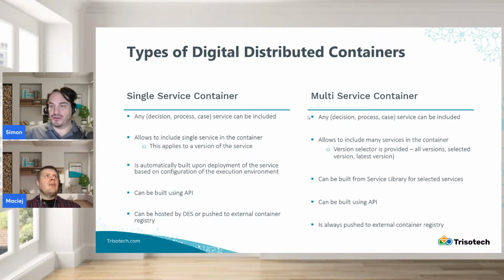But basically, whether you go with a single service container, where your container would be a single service, or the multi-service container where they would have multiple services in one, they work mostly in the same manner. There's a slight difference in how you build them. The single service containers are built automatically when you deploy a new service from the modeling, and the multi-service containers are built from the service library, where you just select the different services you want. And if you want a deeper integration with your DevOps, both offer an API to trigger the build of the container images. That's about it for the difference between the two.